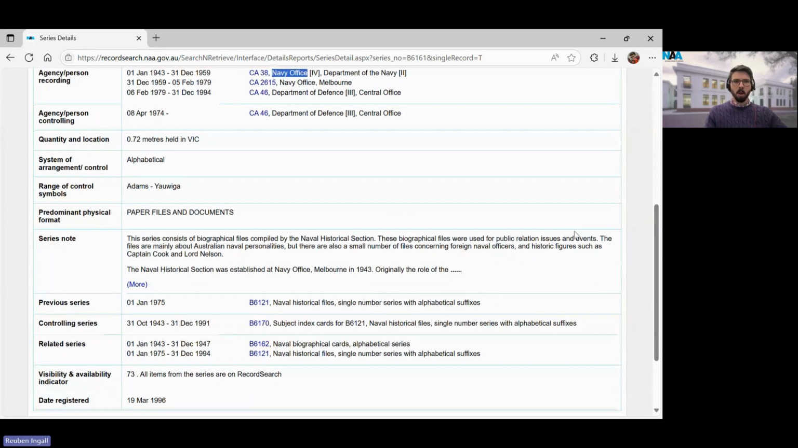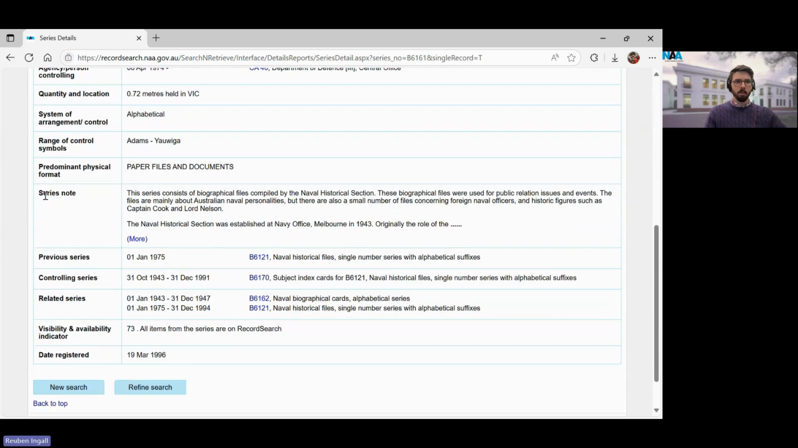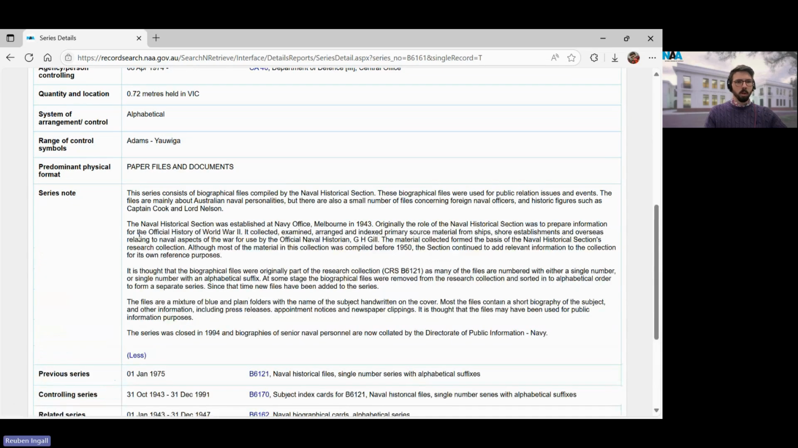And even more helpfully, the series note field will usually give us a detailed description, often about what kinds of forms or information is held in each record, the history of the creation of these records. And in this case, I guess we can see these are biographical files, which might have been used for, I guess, media releases or events. So there could be some interesting, more a kind of a potted biographical history of Yaowiga held in that record.